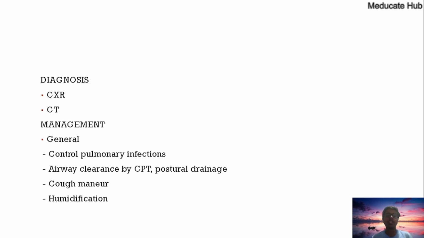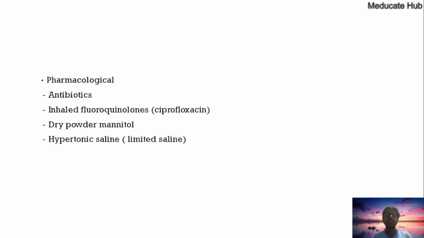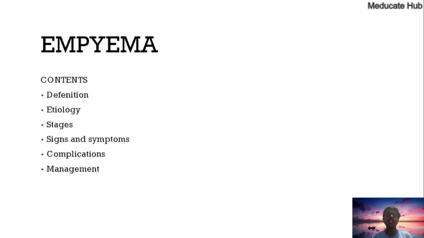How will we manage? In general, we can manage by controlling pulmonary infections and airway clearance by chest physiotherapy, postural drainage, cough maneuvers, and humidification. In pharmacology, we can manage bronchiectasis with antibiotics, inhaled fluoroquinolones, that is ciprofloxacin, and dry powder mannitol and hypertonic saline. Next, we will see empyema. In the empyema module, we will see definition, etiology, stages, signs and symptoms, complications, and management.